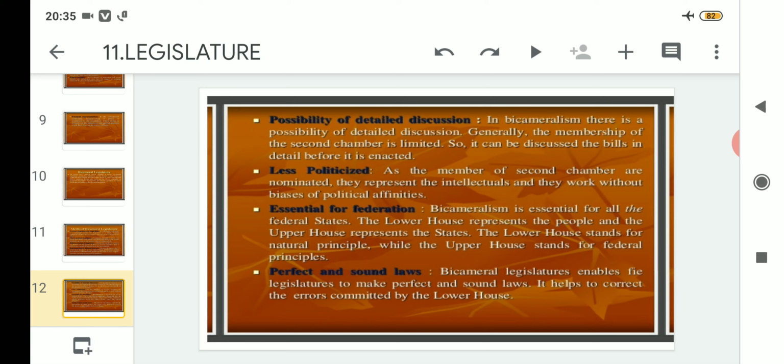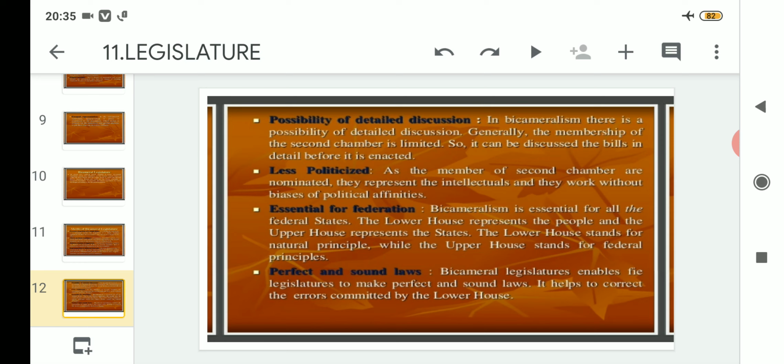It helps to correct the errors committed by the lower house. That means, as we have discussed earlier, if mistakes are made by the lower house, then they can be rectified and revised in the upper house, as the laws that are to be framed should be passed by both the houses.